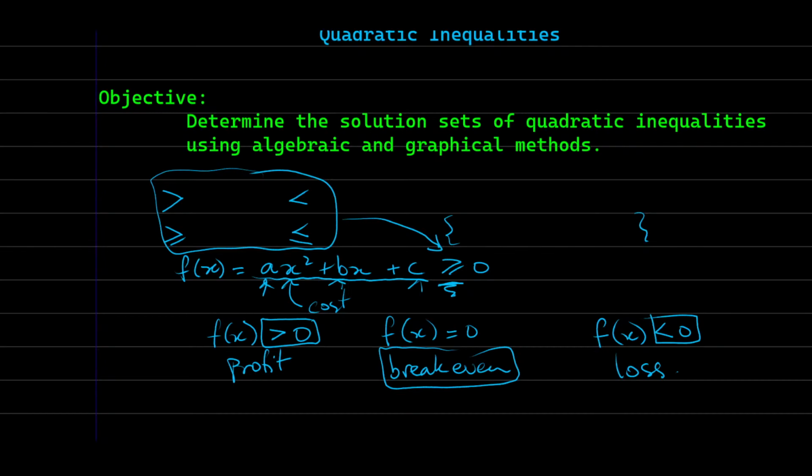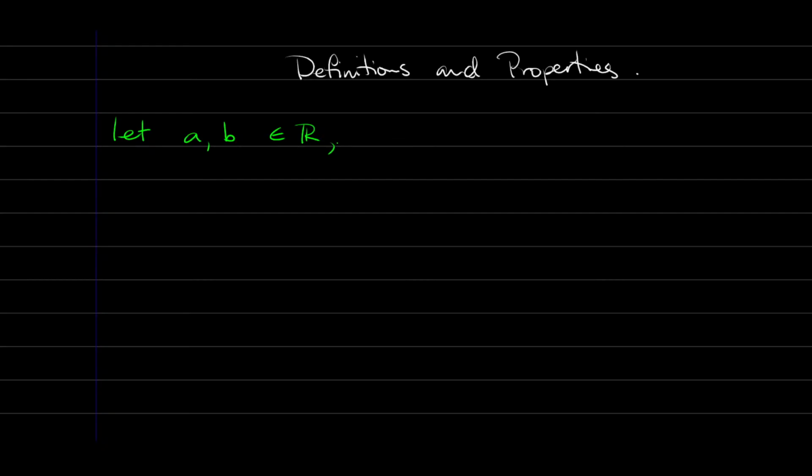Okay. All right. So before we go into doing this type of work, we need to have some definitions, some foundations. Now, you should have a basic understanding of inequalities, but I'll just try and remind you of some of the important ones. So let's do some definitions and properties. Let A and B be members of the set of real numbers, and let's look at some of the implications of using a relational operator with these.